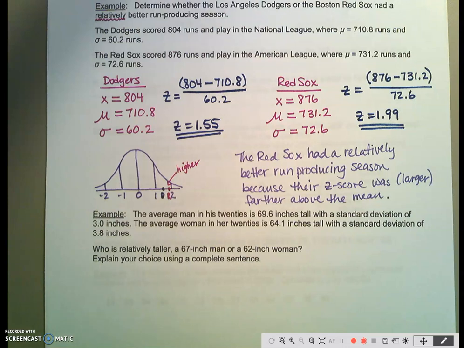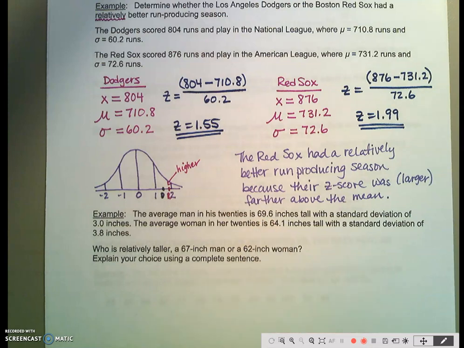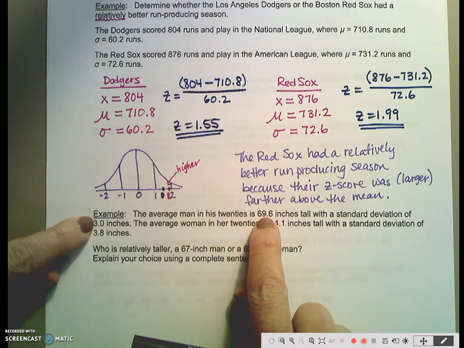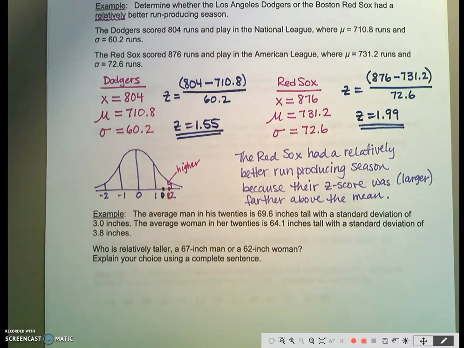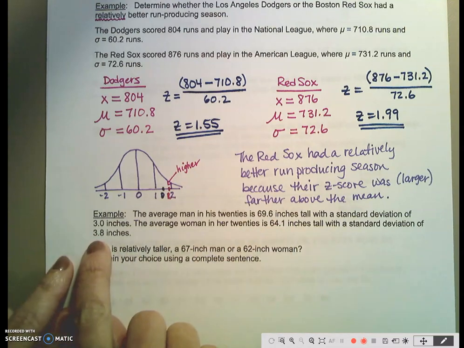So this says the average man in his 20s is 69.6 inches tall. That's about 5'9.5", with a standard deviation of 3 inches. So that means most men, their heights vary about 3 inches from the average on average. Okay, so give or take 3 inches, that's where most people fall. The average woman in her 20s is 64.1 inches tall, that's about 5'4", with a standard deviation of 3.8. So you can see the men's average is higher, but the women's heights vary more than the men's heights do.